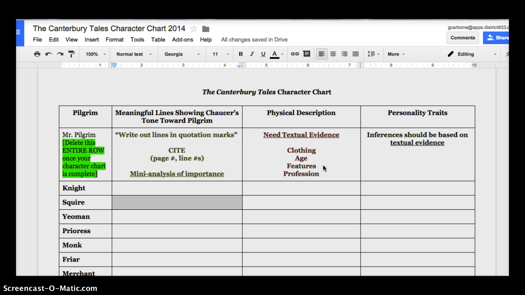also note the profession that the pilgrim has. Pay attention to the evaluation that Chaucer places on each individual pilgrim's profession, in terms of how good they are at what they do or how they might not be living up to the expectations of their profession. This section can be completed using bullet points or dashes as you see fit.